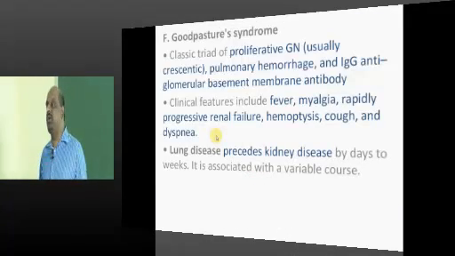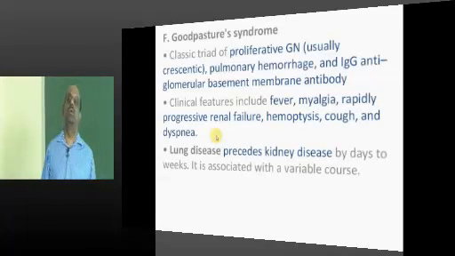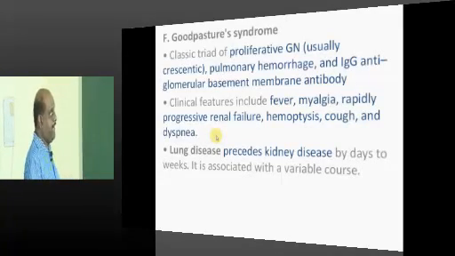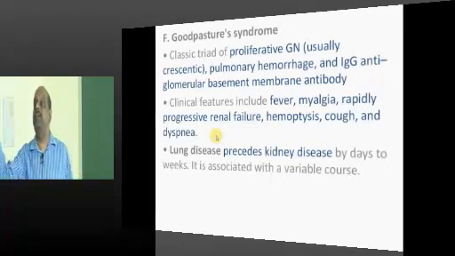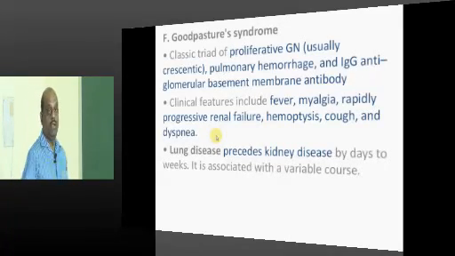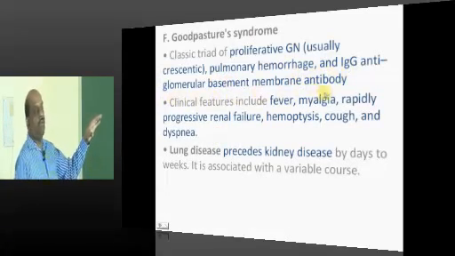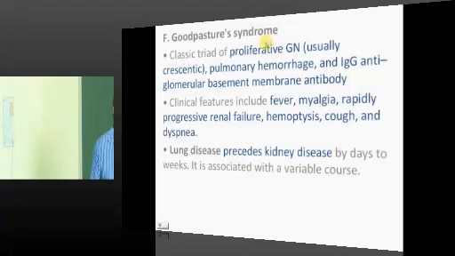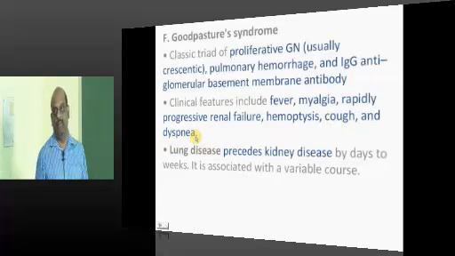Now we go to the next important entity which is called Goodpasture syndrome. How do you describe this? There is a rapidly proliferative crescentic glomerulonephritis, which is the common presenting feature of Goodpasture. Additionally, they have hemorrhages into the lung, and the immunoglobulin G anti-glomerular basement membrane antibody is typically positive. They will have fever, myalgia, rapidly progressive renal failure, hemoptysis, cough and dyspnea.